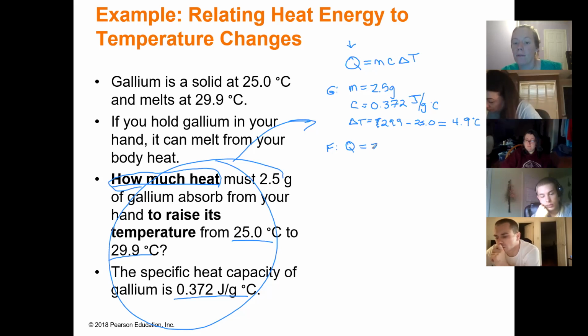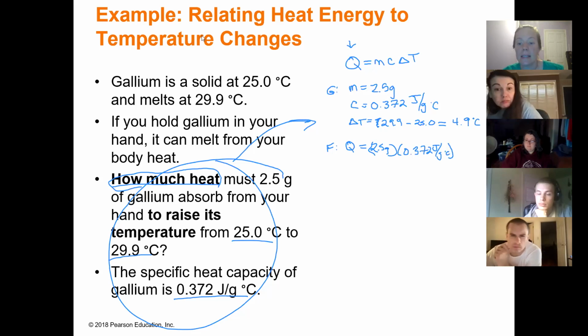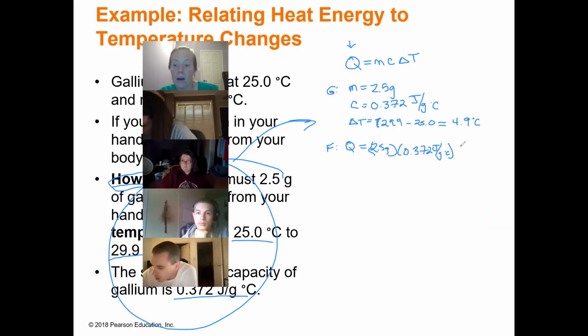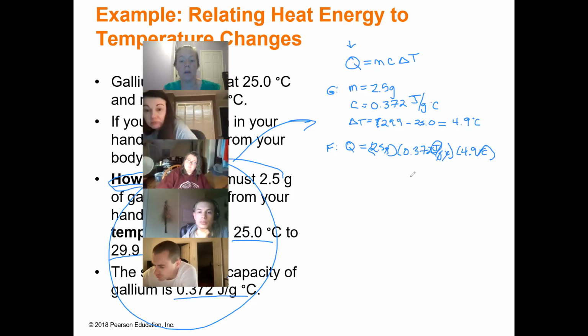So the mass is 2.5 grams. Even before you plug it in, check and make sure the units are all happy: gram and gram, Celsius and Celsius. So we're going to take that 2.5, multiply it by the 0.372 joule per gram degree Celsius. Again, I include all my units because I want to make sure they cross out, and we multiply this by 4.9 degrees Celsius. What happens to our gram value? It cancels. What happens to our Celsius? It cancels. We're left with just the unit of joule, which is good because we're trying to find heat.